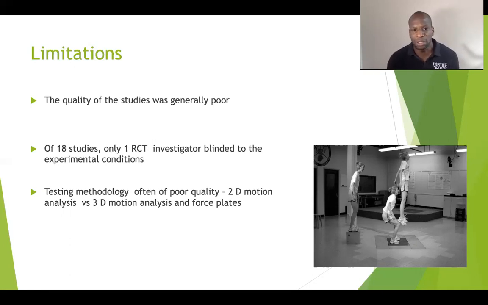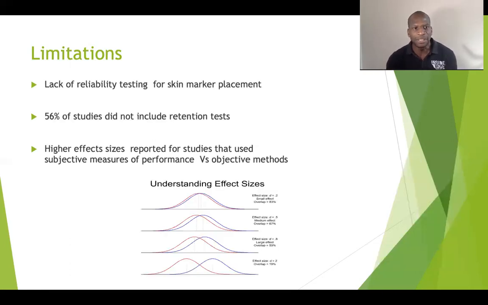Also, in regards to testing methodology, many of the studies only used 2D motion analysis. Many of them did not use 3D motion analysis and force plates. So again, there are questions about the accuracy of the information that went into this systematic review. Other limitations: in regards to skin marker placement, many of the studies did not report their reliability. Now, we can assume that they are reliable, but we probably shouldn't, because again, we have this chance of introducing systematic bias.